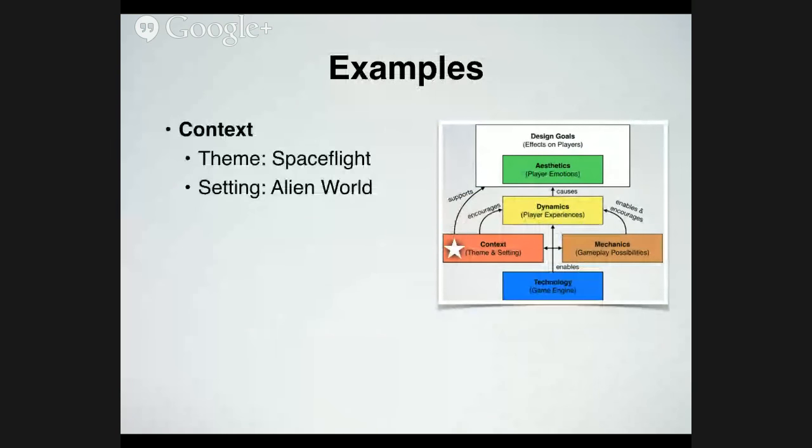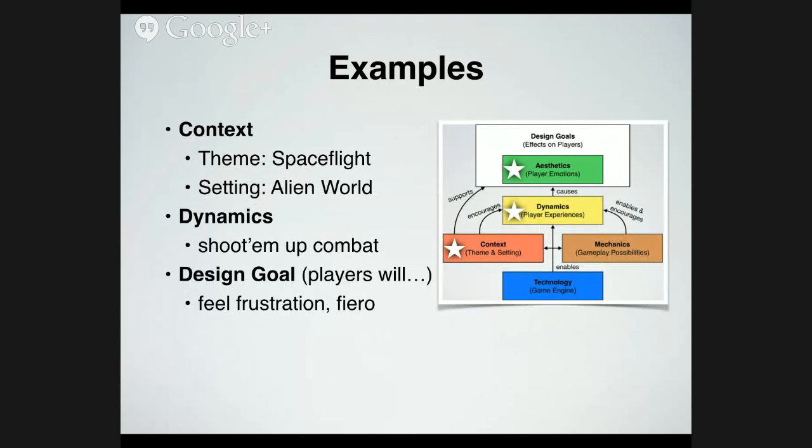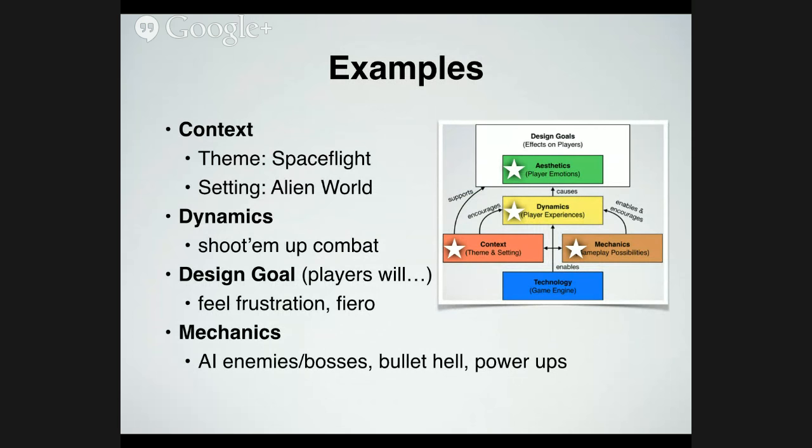So here's an example. Spaceflight and an alien world. That's our context, theme, and setting. Dynamics, well, maybe that should be shoot 'em up combat. And our design goal could be to feel frustration and fiero. And then the mechanics that we need to make these kinds of experiences happen for shoot 'em up combat, well, that could mean AI enemies and bosses, some kind of bullet hell dynamic, or bullet hell-like mechanics so that there is stuff flying around everywhere for the player to dodge, maybe power-ups to pick up. So you can think of something like Jamestown as an example of this sort of game.